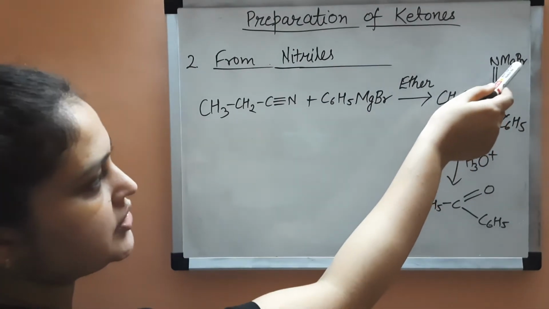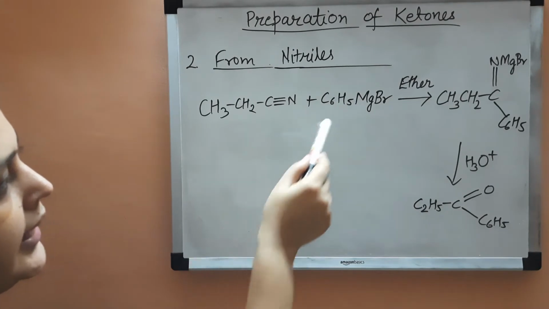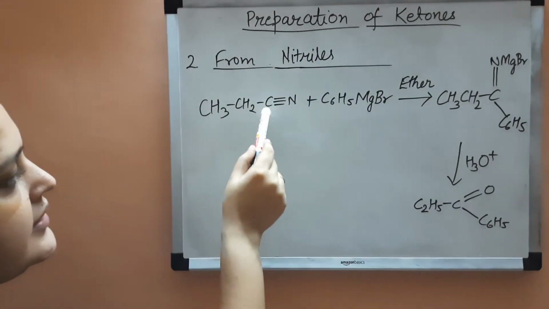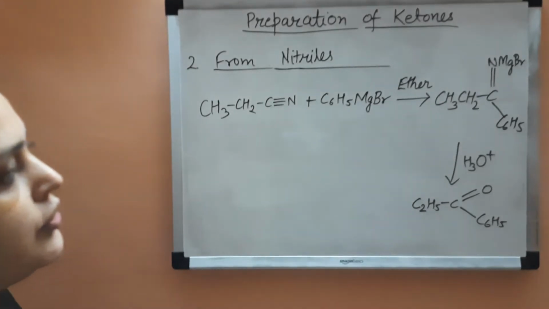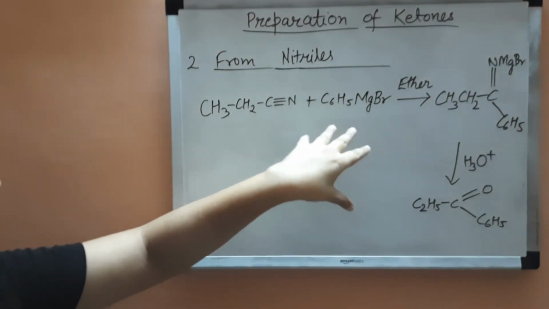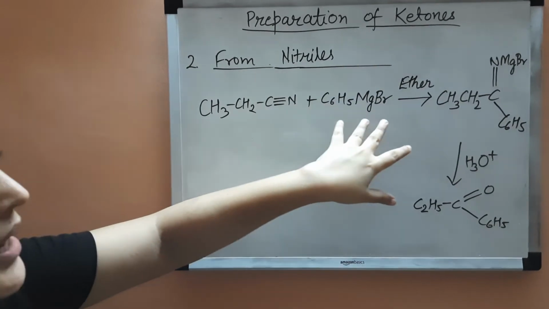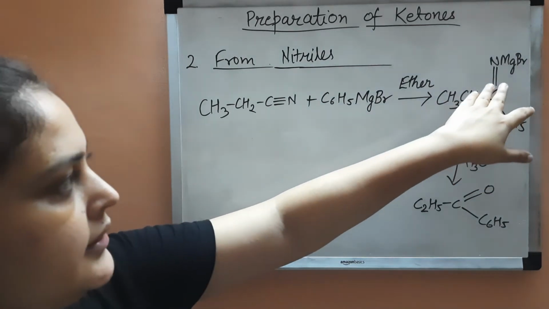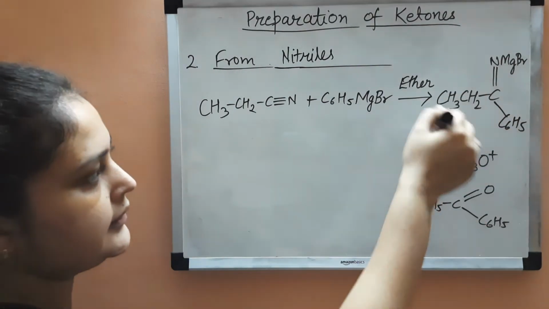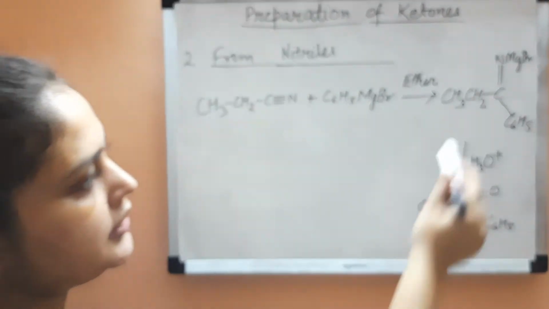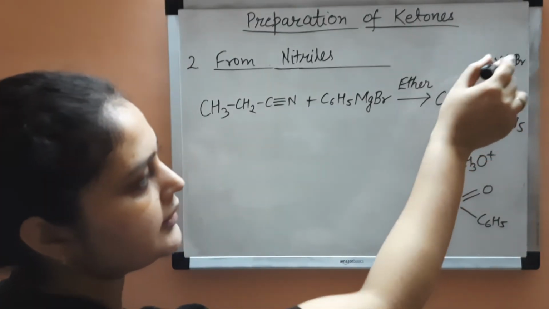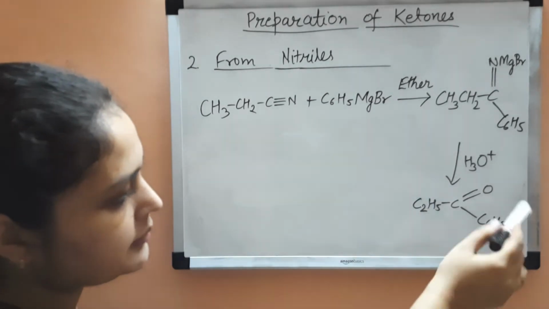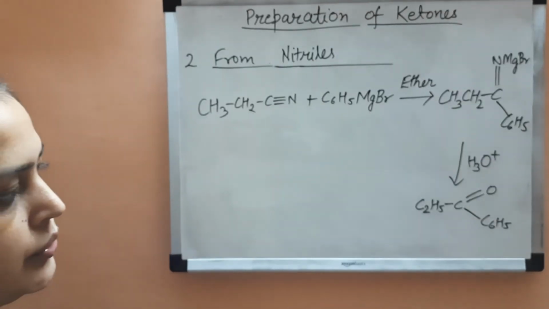See here, this magnesium bromide is attached to the nitrogen atom, and the phenyl group C6H5 is attached to the carbon atom. Therefore the alkyl or aryl group of the Grignard reagent is attached to the carbon, and MgX is attached to the nitrogen, and you will get this type of product. Here there is a double bond. Then when you hydrolyze it, instead of the N-MgBr, you will get an oxygen atom there. So it will become the ketone compound.